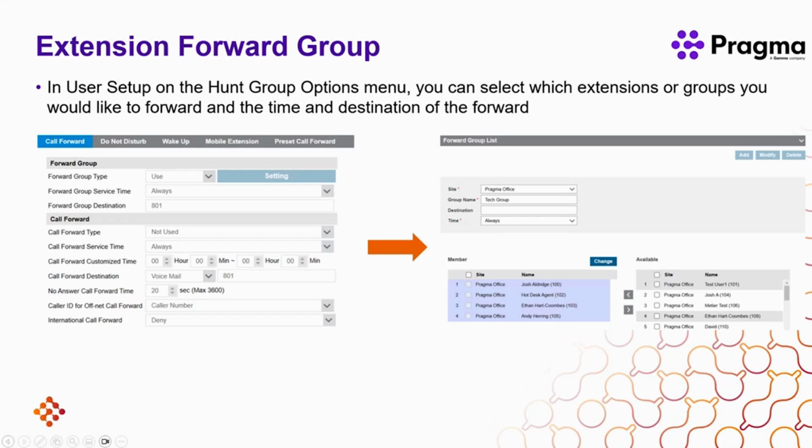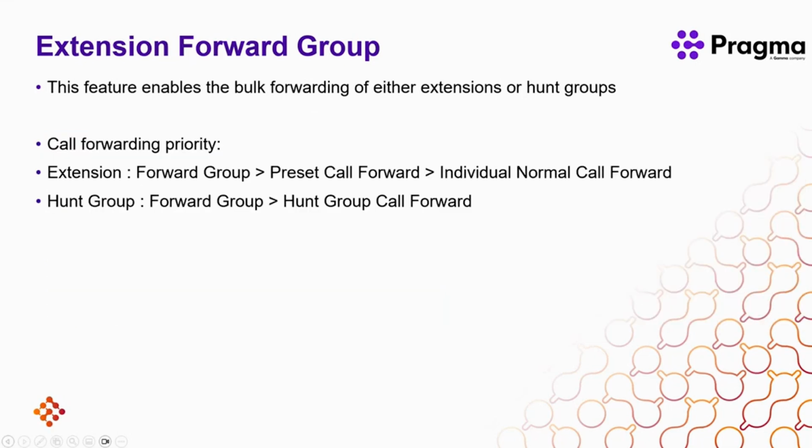And important to remember the call forward priority. You can do this on an extension or a hunt group, similar thing. You can forward a group of hunt groups. So, 3 or 4 hunt groups, for example, you could forward them all to the same destination at night using this group forward feature. An important thing to remember is the call forward priority. The forward group essentially is always the highest priority. And then the normal forward priority, which is preset call forward, or the individual call forward on an extension, or then obviously the hunt group call forward on a hunt group.